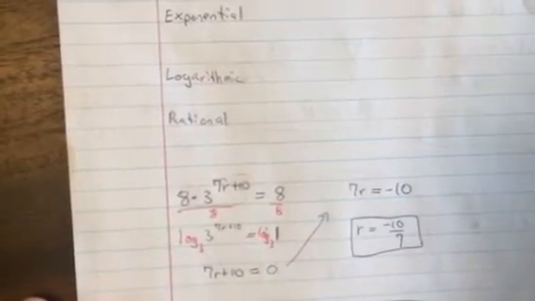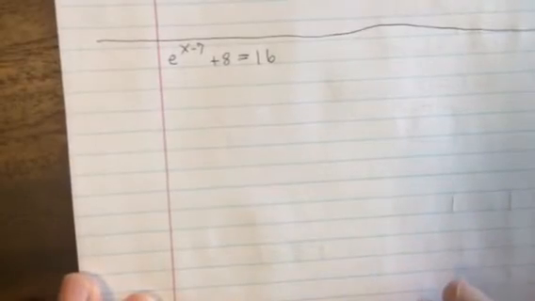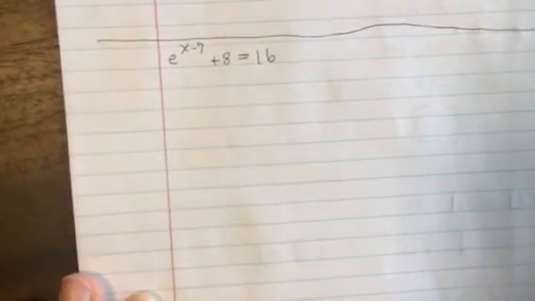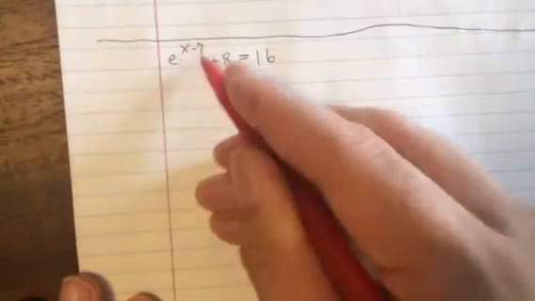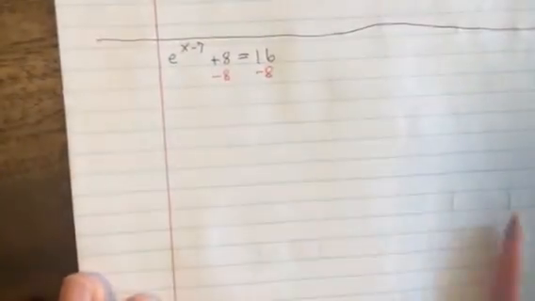Okay. I'm going to do one more exponential equation because in the exponents and logs mastery, the part right at the end got cut off, and I want to make sure I address that. Again, we have an exponential. We're going to subtract 8 on both sides.